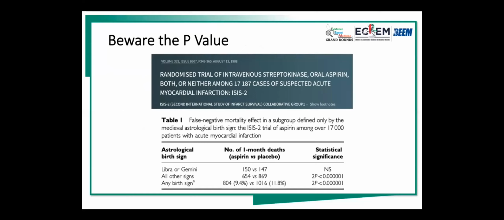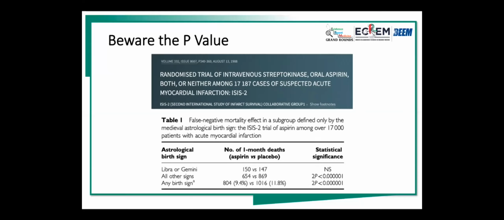They did a series of subgroup analyses to prove a point. What they wanted to do is they looked at zodiac signs. So let's look at all of the astrological signs that are there, Capricorn, Gemini, Libra, to see if there's any differences in mortality depending on your astrological sign. And lo and behold, if you look at table 1 there, they found that if you were a Libra or a Gemini, aspirin wouldn't really be helpful. So there was no difference in mortality in aspirin versus placebo, but for every other astrological sign, there was a benefit.